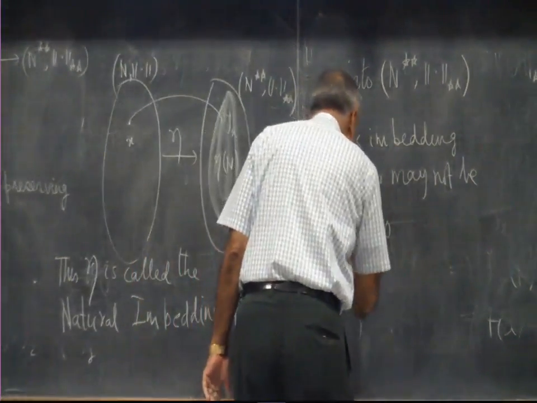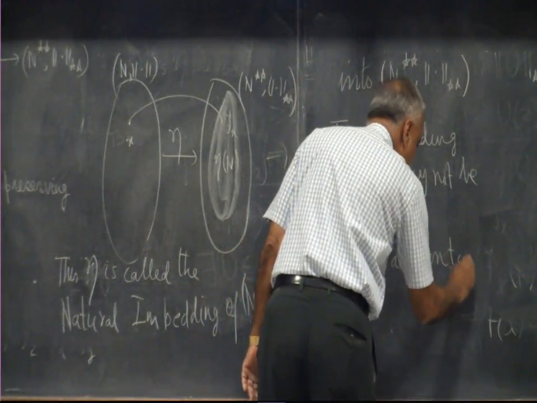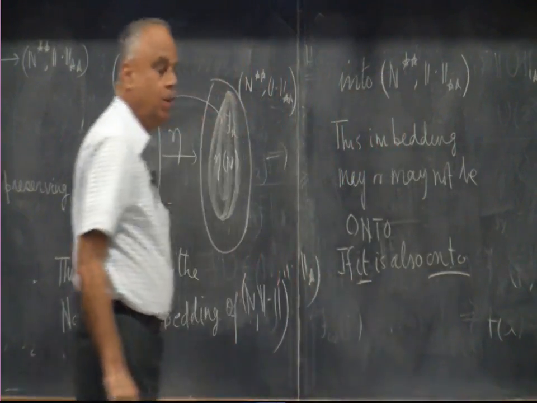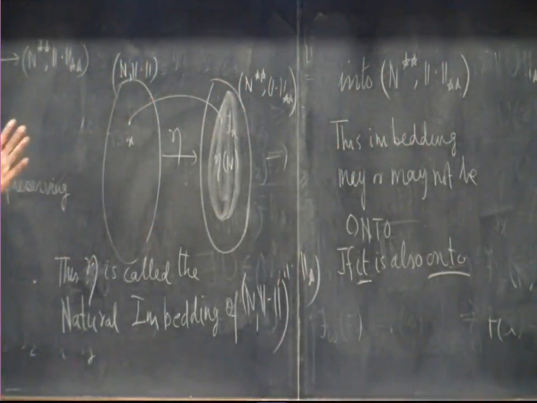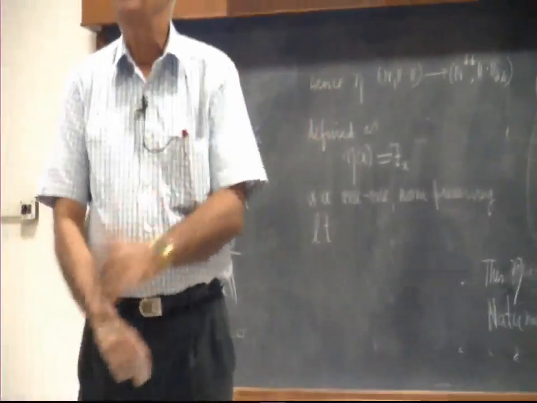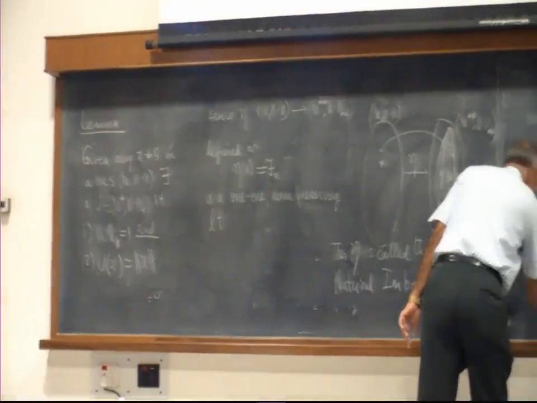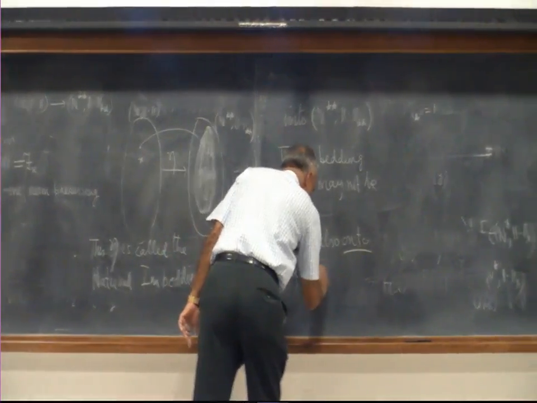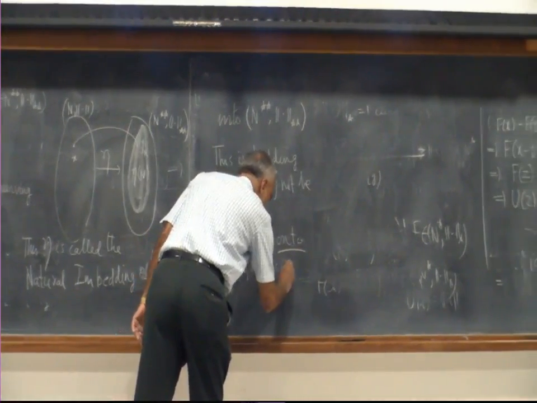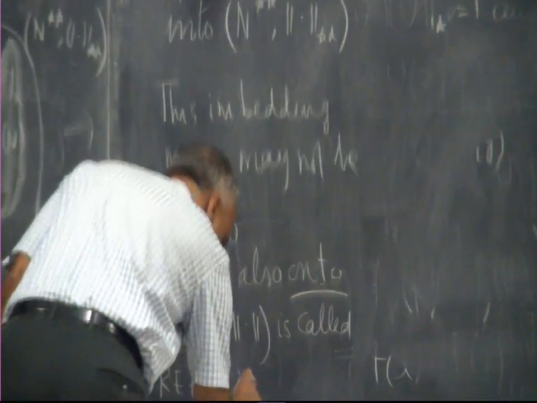So if it is also onto, note what is onto. The natural embedding must be onto. There may be some other embedding which may be onto, which may be non-norm-preserving, which may be 1-1 and all that. I am not bothered. If the natural embedding is onto, then the space is called reflexive. Then the normed linear space is called reflexive. The terminology.